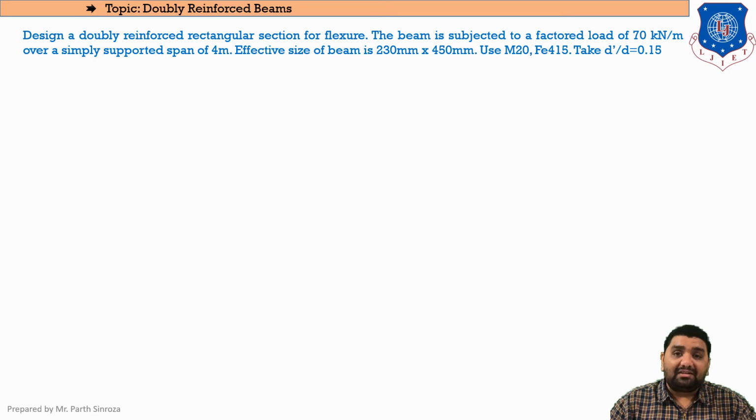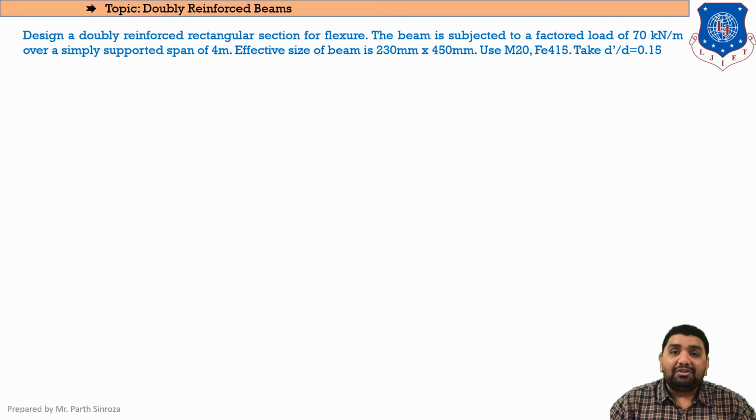So moving on to the second sum of today, the question here is design a doubly reinforced section. Here in the question itself it is mentioned that it is a WRC section. The beam is subjected to a factored load of 70 kN per meter over a simply supported span of 4 meter. It is given that the UDL is 70 kN per meter, but again it is not mentioned that it is including self weight.